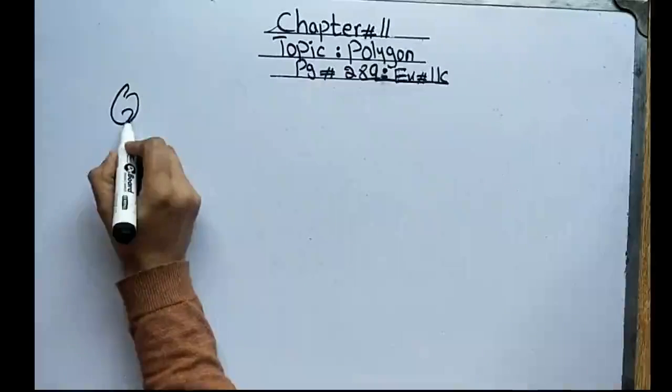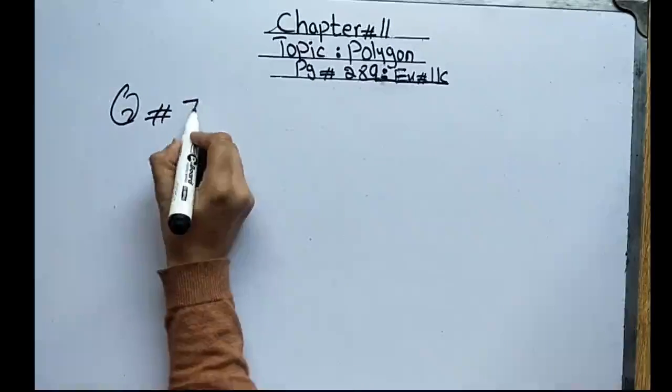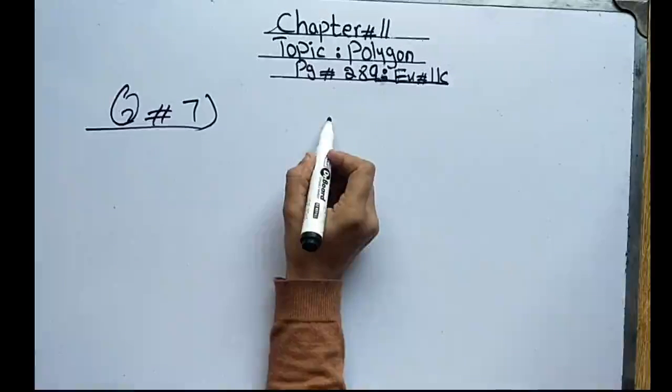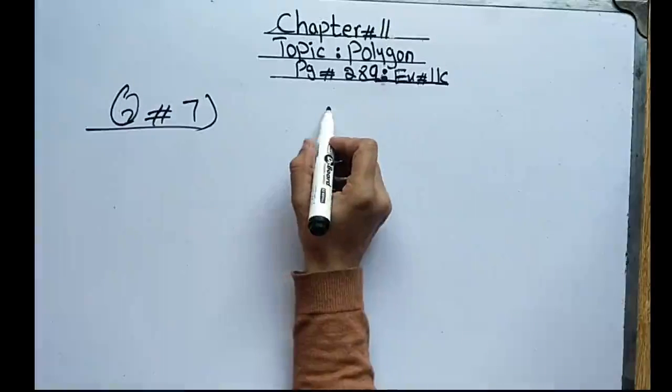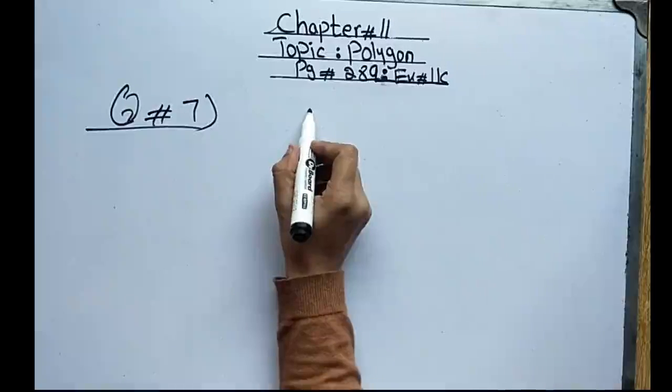Question number 7. As the shape is a pentagon, a pentagon has 5 sides. So first you will find the sum of interior angles of a pentagon shape.